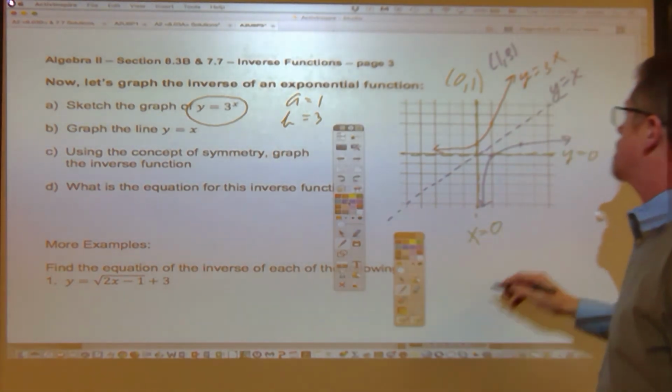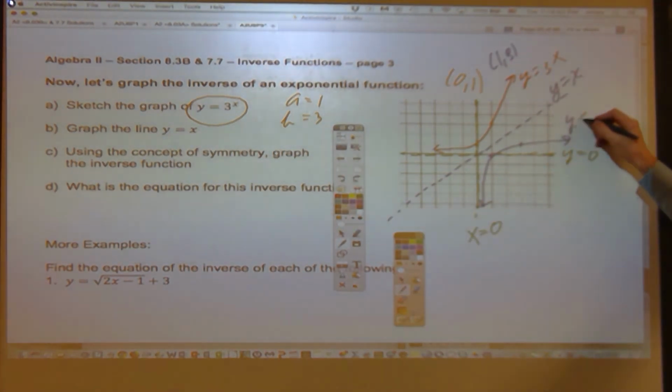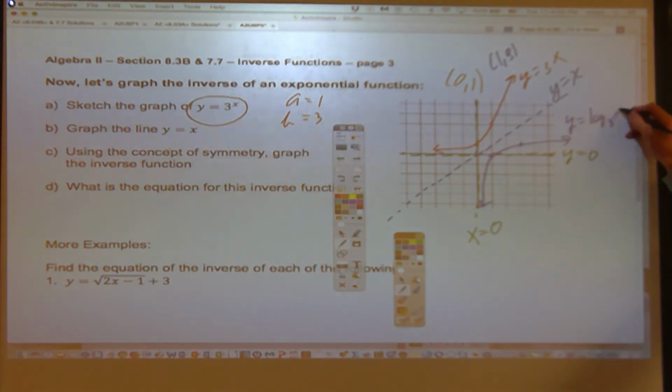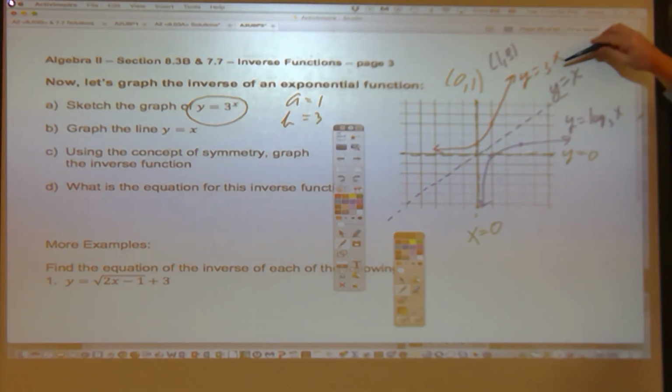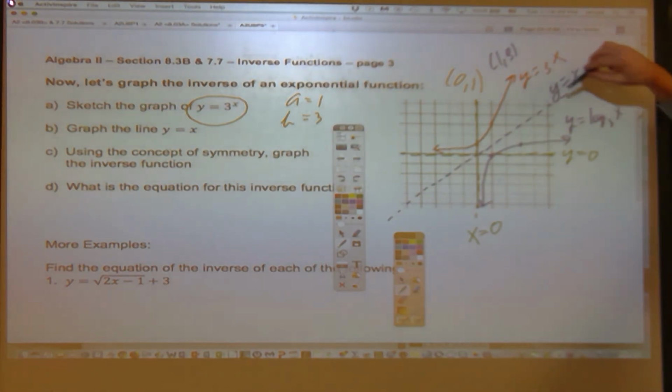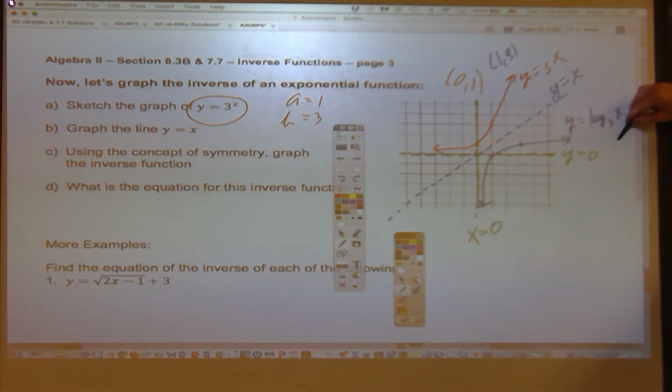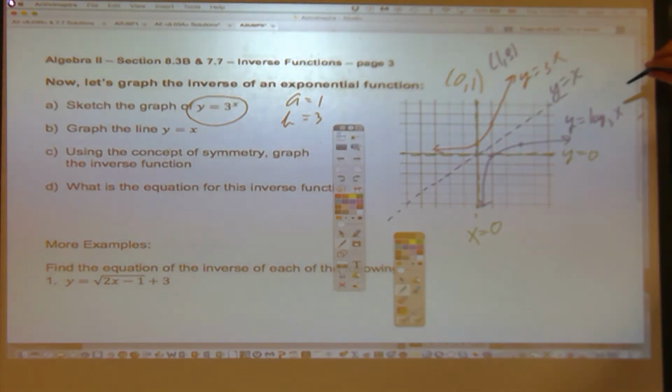The inverse of an exponential function is a log function. This is going to be y equals log base 3 of x. And check that out, Sophia. 3 is the base of both of them, and that's how you can tell that you're doing it right. The base of the exponential expression is 3. The base of the log expression is 3.